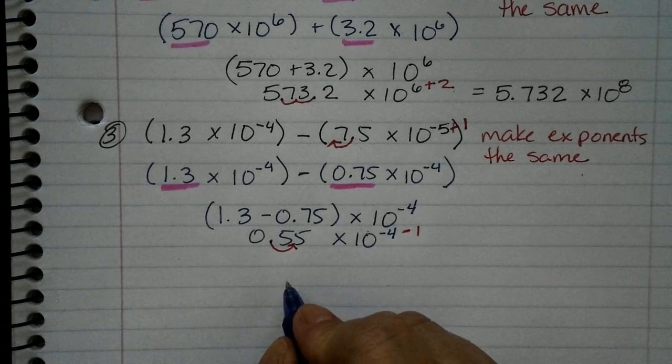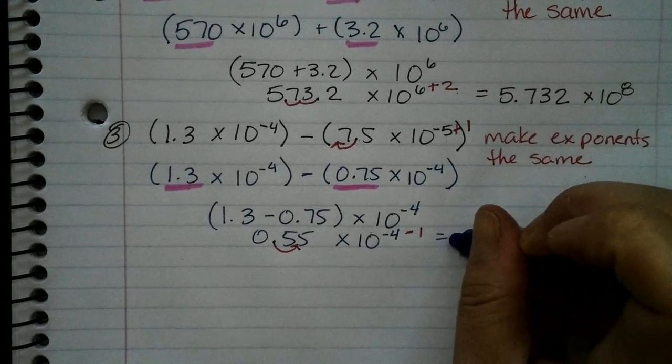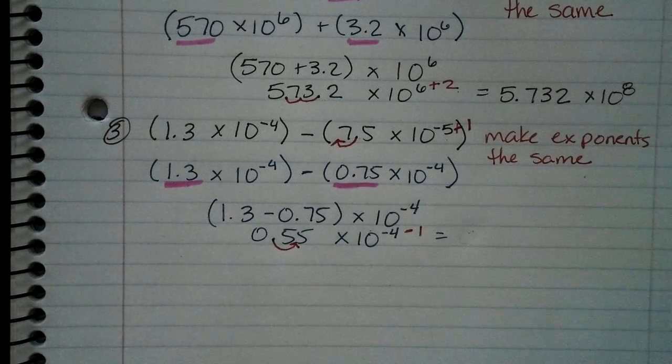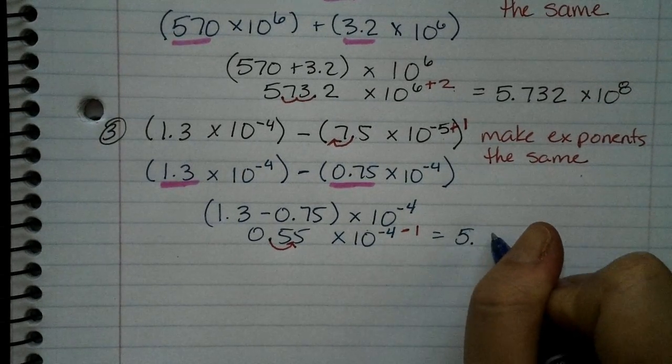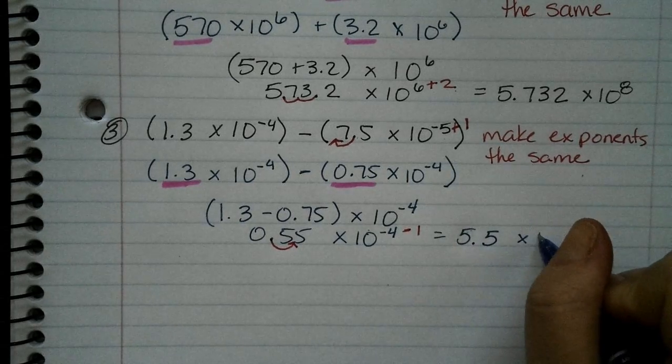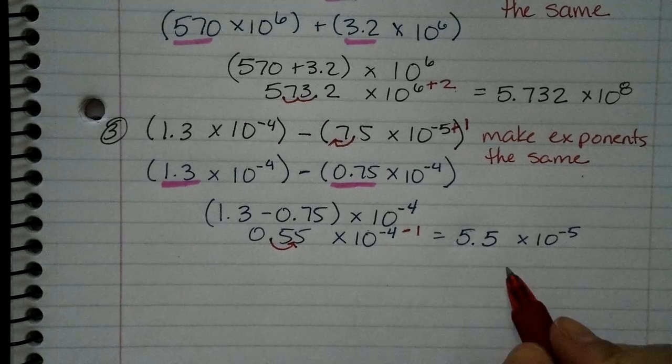All right, so now we have 0, or not 0. This is going to be a rough day for me, I can see. All right, 5.5 times 10 to the -5th power. So that would be our final answer right here.